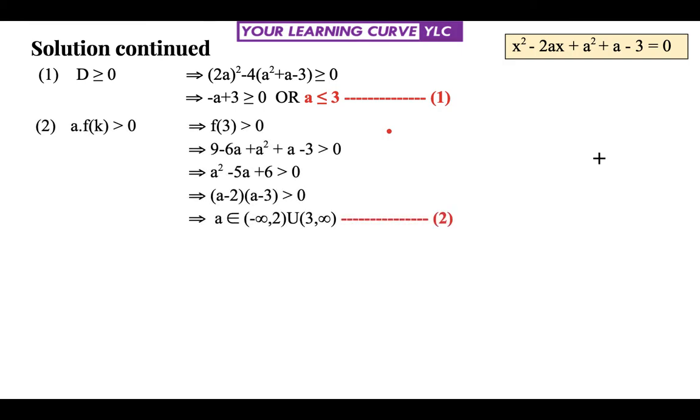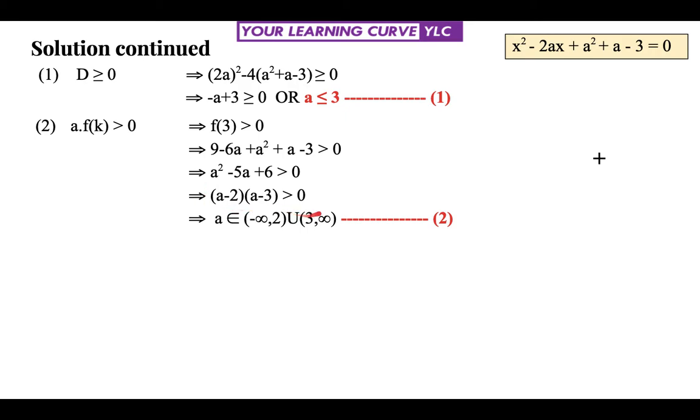Next, let's go for the second inequality. A times f of 3 is greater than 0, which will ensure that 3 lies outside the roots of the quadratic equation. So a is 1, so we don't need to put a. F of 3 is, put in place of x you put 3, so this becomes 9 minus 6 times a plus a square plus a minus 3 is greater than 0. On rearranging, you get a square minus 5a plus 6 is greater than 0. On factorizing this, you get a minus 2 into a minus 3 is greater than 0.